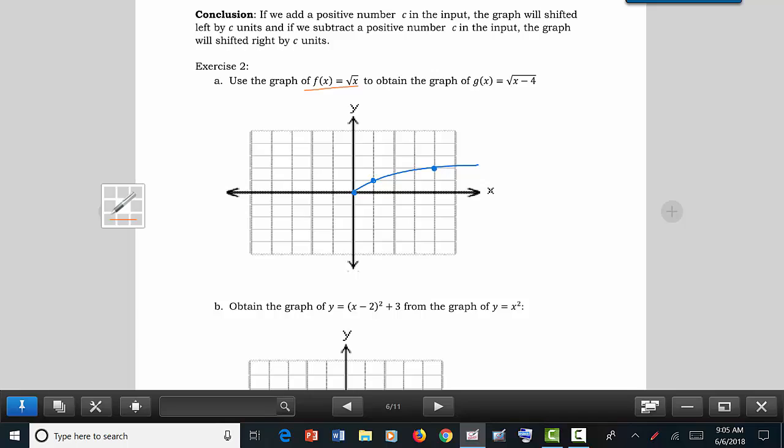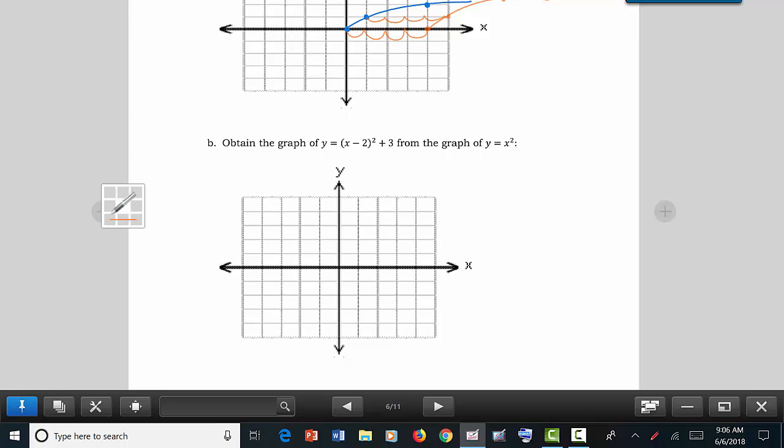So basically what we learn here, if you subtract 4 from the input, then the graph will shift right by 4 units. So this point will go 1, 2, 3, 4. So that point will go there. This point goes 4 right: 1, 2, 3, 4. That point will hit there. And this point also goes 4 units, somewhere here, let's say. And then if we join those points by a smooth graph, that will be the graph of g of x.